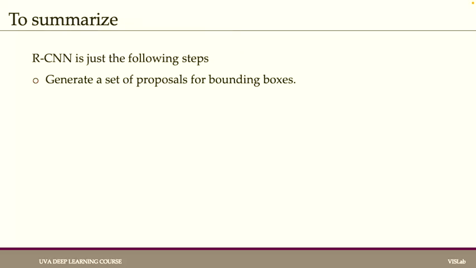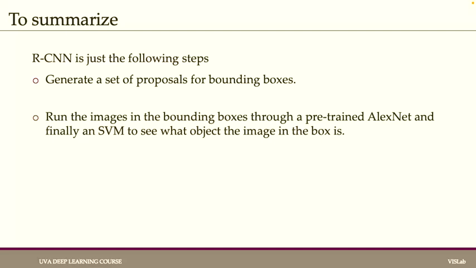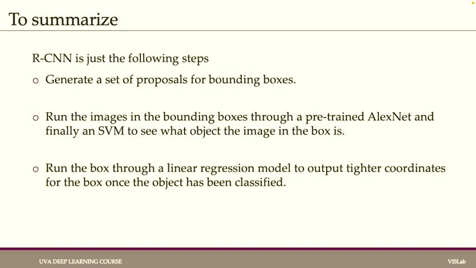So the RCNN has these following steps. You generate a set of proposals, you warp these images, and then you run them through a pre-trained backbone, and then you simply look at what image is in the box. And you have this additional step of linear regression to give you slightly better coordinates.